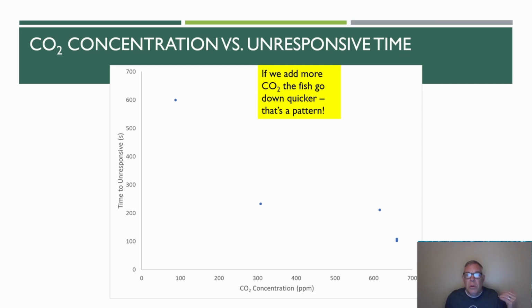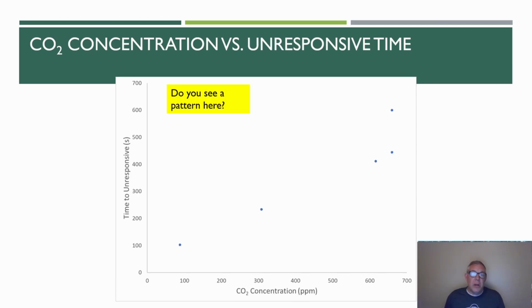And so if we add more CO2, the fish get knocked out quicker. That's a pattern. And that seems to be the case in our experiment. Now, look, here's a different experiment. And do we see a pattern here?